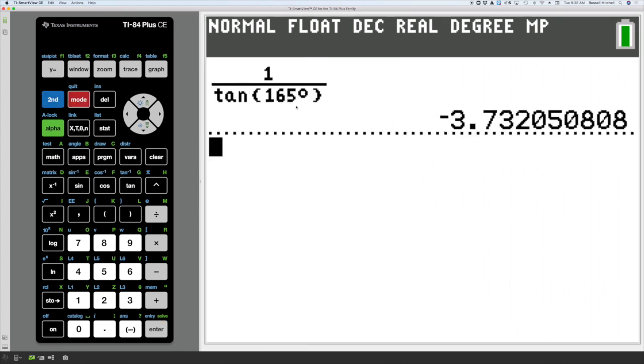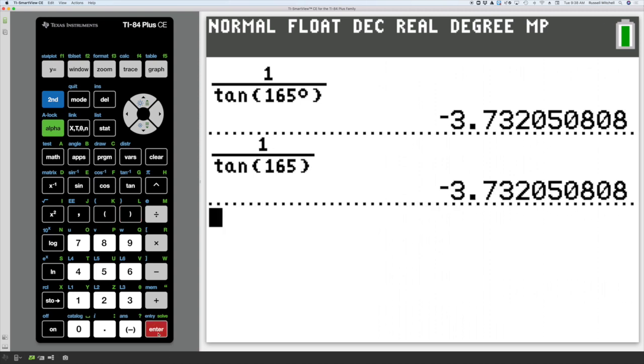So now when we type in the 165, we don't have to put the degrees because automatically it's in degrees, okay? So we can do the same thing, and then we type 1 over tan, and we don't have to put the degree symbol now because, because it's in degree mode, the calculator knows. And see, we get the same answer, right? So negative 3.732, okay? All right, so if you're in radian mode, you got to put the degree symbol. If you're in degree mode, you don't have to put the degree symbol, okay? All right? Okay. Let's go on to the next one, okay?